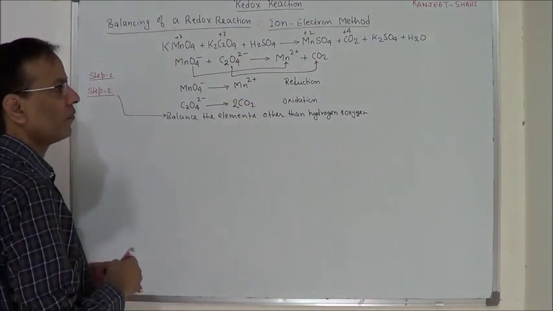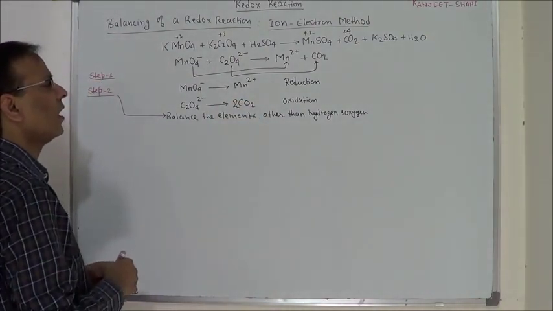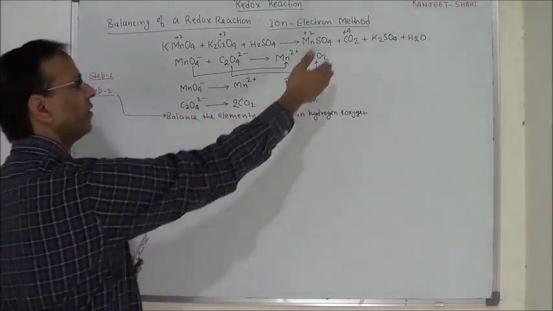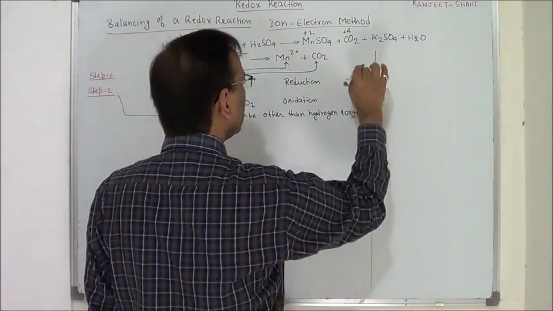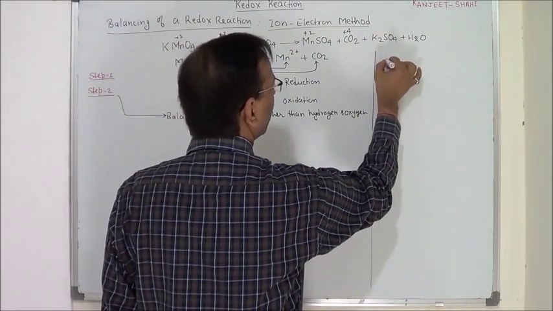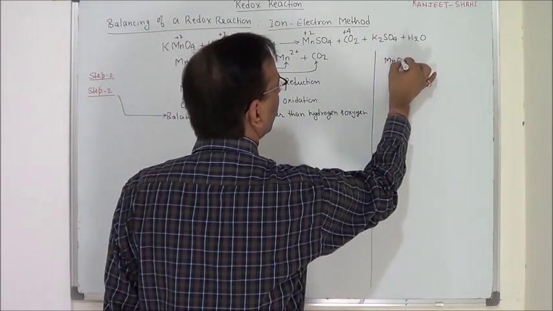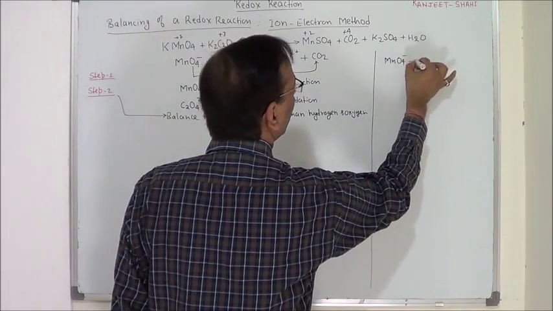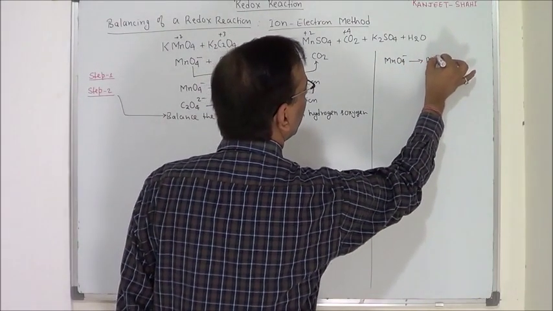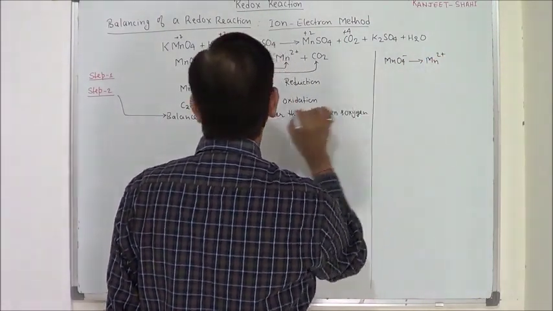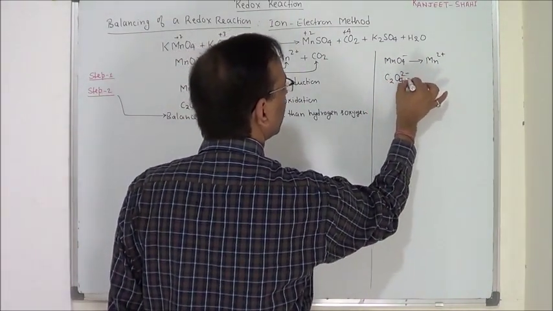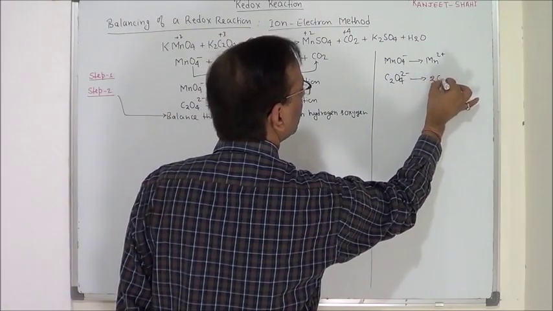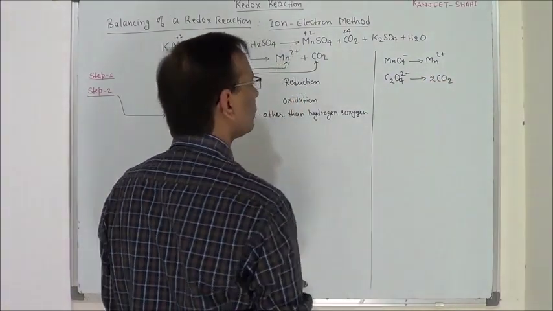It will be better if we write these 2 reactions separately, so that we will keep on applying the steps on this. So MnO4 minus giving Mn2 plus, and C2O4 2 minus giving 2CO2.